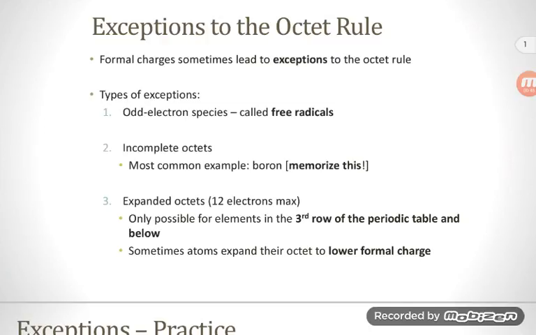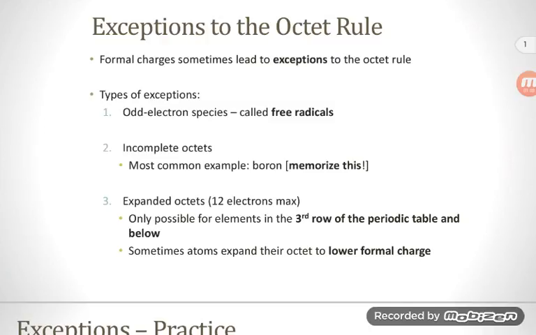The second exception is an incomplete octet. And really, the only element we have to worry about who does this is boron. Boron prefers to have 3 bonds instead of 4 bonds, and he does that because of formal charges. So formal charge leads to this exception to the octet rule.